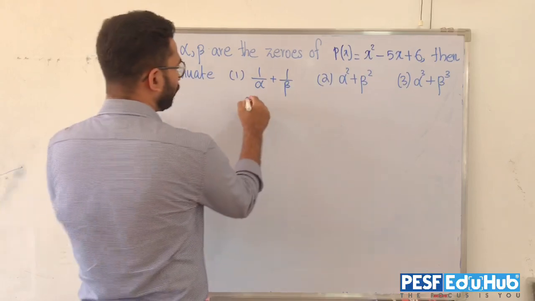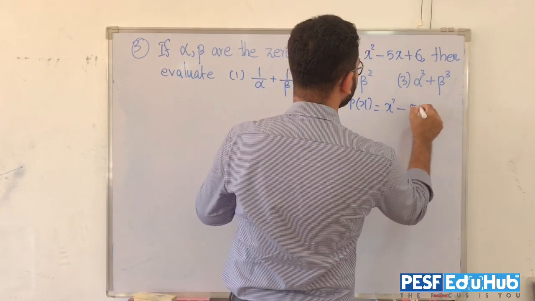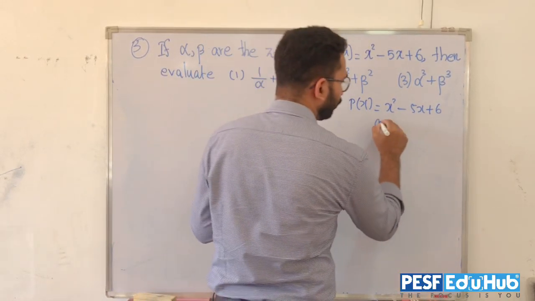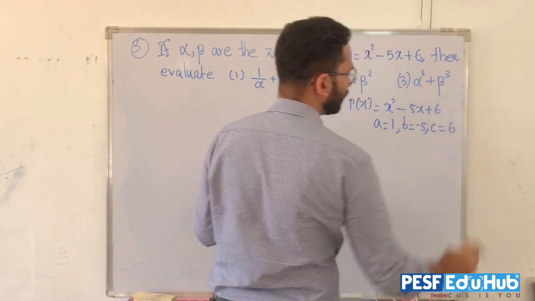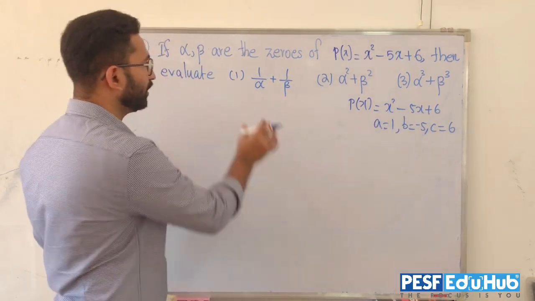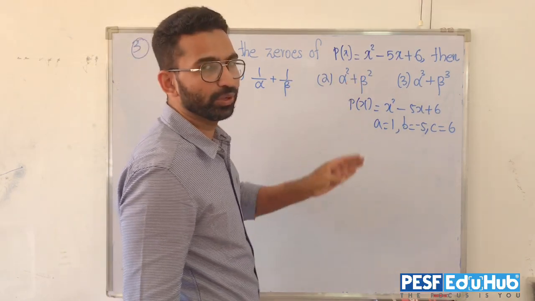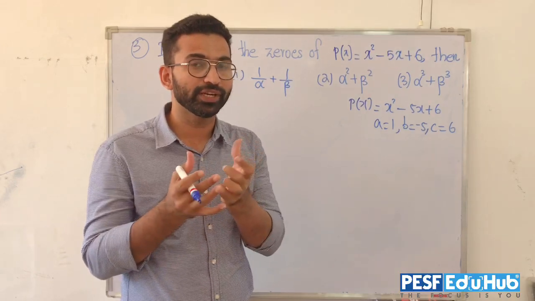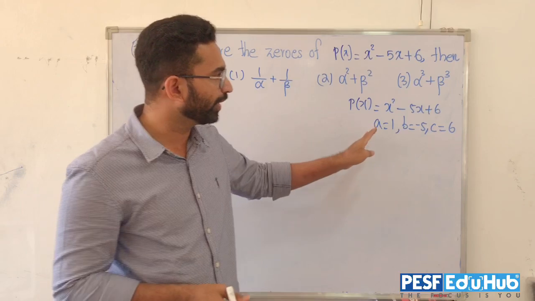Before that I am rewriting the polynomial p of x equal to x square minus 5x plus 6. My dear friends, first of all write down the coefficients. I know that a is equal to 1, b is equal to minus 5 and c is equal to 6. Why am I writing all these things? Because I know that the question is to calculate 1 by alpha plus 1 by beta, alpha square plus beta square. So definitely I know that alpha plus beta, alpha beta, all these things are needed. For that I should know the relation alpha plus beta equal to minus b by a, all these things. That's why I am writing all the coefficients.